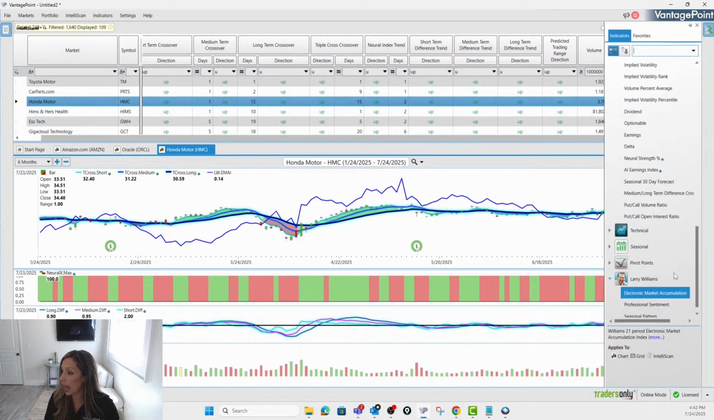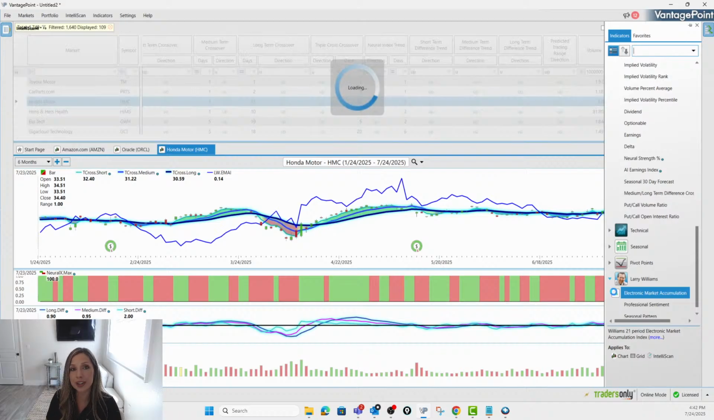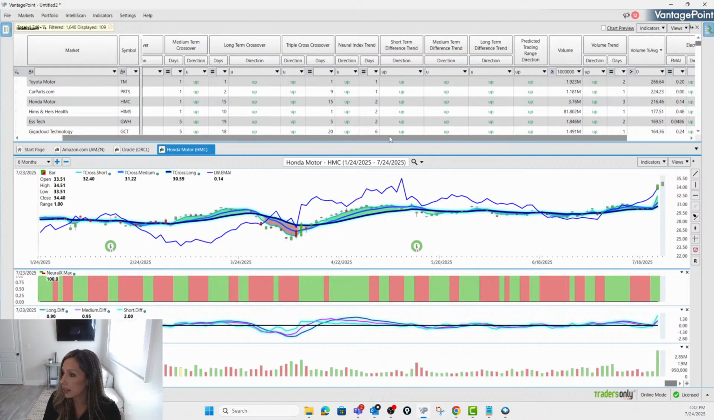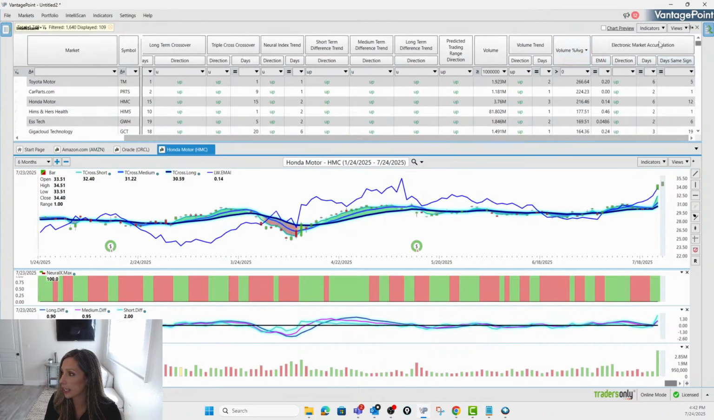Now, if you wanted to even add electronic market accumulation to your scan, or your IntelliScan, remember the screener that we have in VantagePoint is called IntelliScan. This IntelliScan now has our electronic market accumulation index incorporated into it. Again, same indicator we're using on the chart, just making it even more powerful because now we can identify opportunities with that increased electronic market accumulation index here. And now we're down at 79.